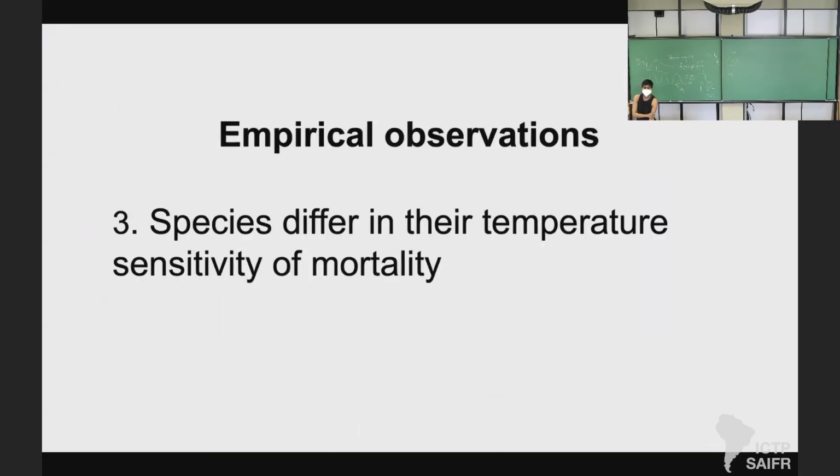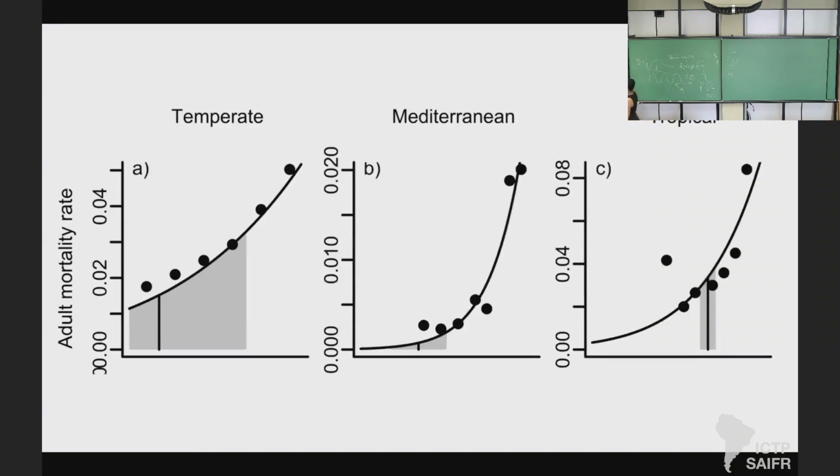We also see from the data that species differ in their temperature sensitivity of mortality. So here are the mortality curves for temperate, Mediterranean and a tropical species. The shaded region is the seasonal regime they experience. You can see they are all exponential, but the temperature sensitivity of mortality, the Arrhenius constant, changes, right? So these two are very steep relative to the temperate species, which actually makes sense. If you live in a very seasonal environment, your curve should be as flat as possible, right?